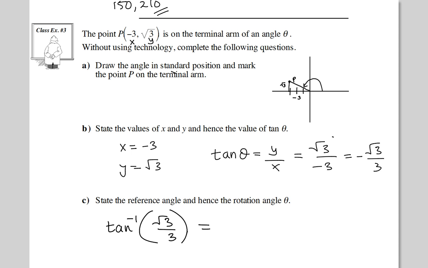What do you guys get? Inverse tan got 30. Root 3 divided by 3. 30. What? I'm getting 30 here. You guys get 30? Yeah, 30.